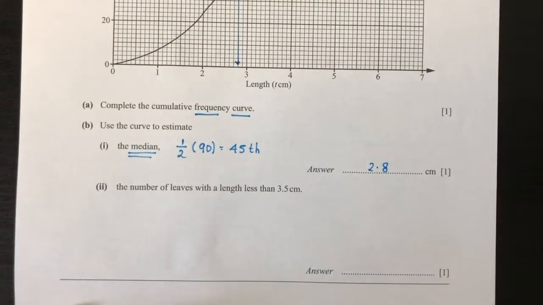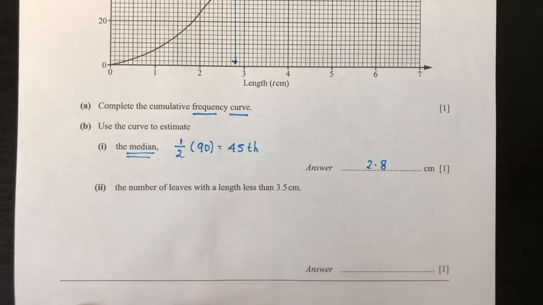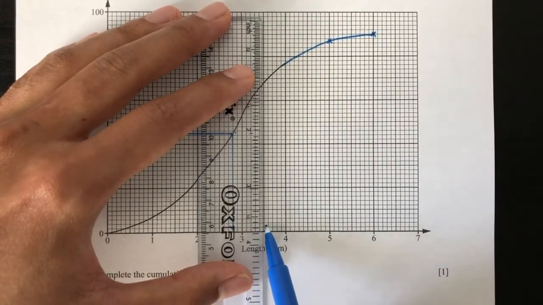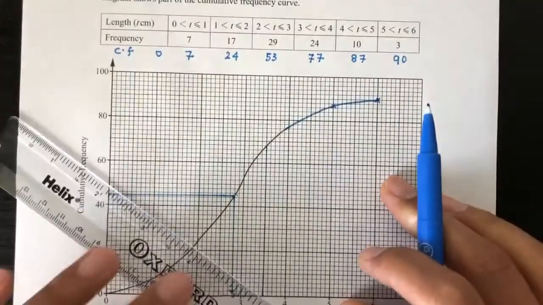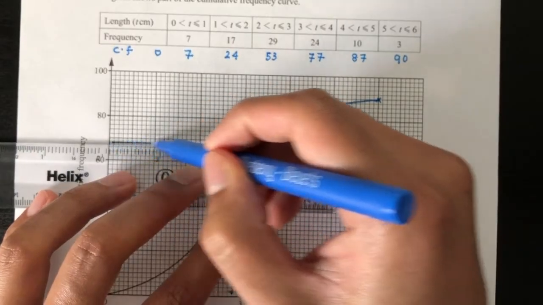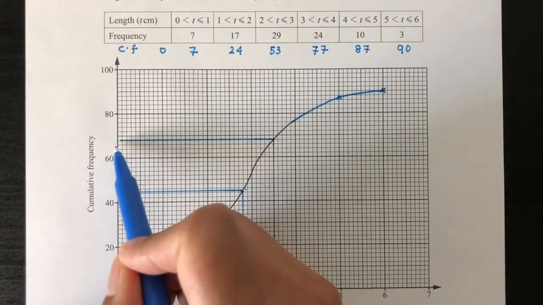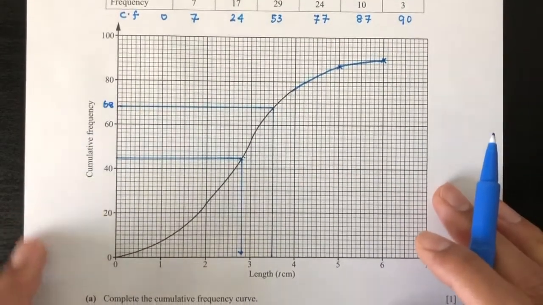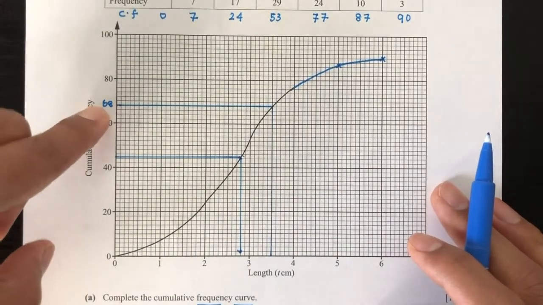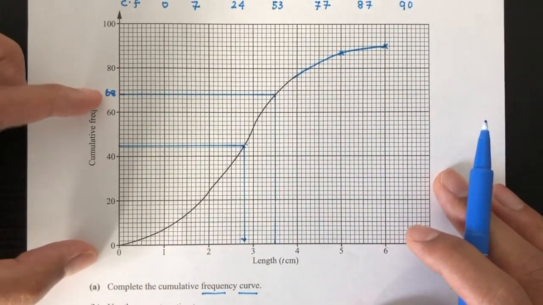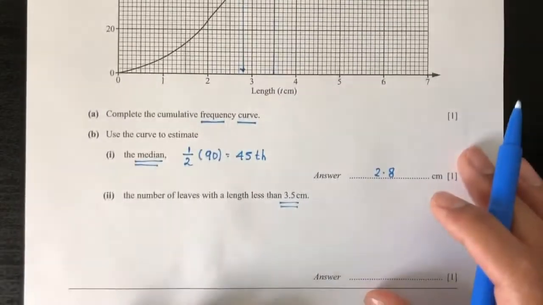Now for part 2, we have to estimate the number of leaves with length less than 3.5. So first, let's go to 3.5. That will be right here. Let's draw a line to find the corresponding number of leaves on this line. So as you can see here, we have 68. Now you have to understand, when you do cumulative frequency, the number of leaves below will be less than 3.5 and above will be more than 3.5. So this value will be 68, which is less than 3.5.